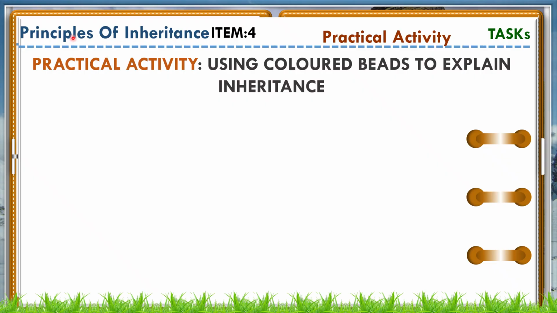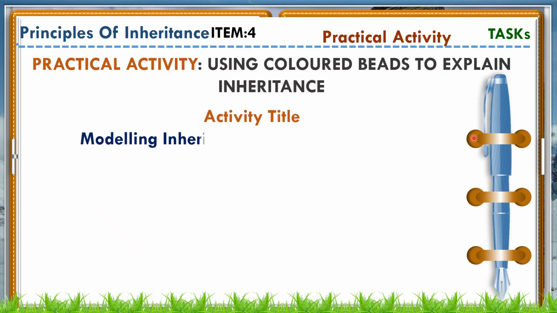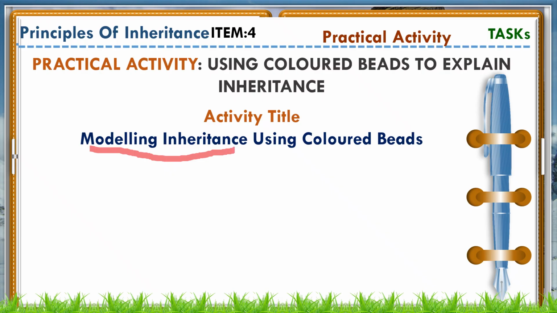Item 4. We are still on the principles of inheritance. We want to look at the practical activity. And here in the practical activity, we are going to use colored beads to explain inheritance. Tasks. Our activity title is Modeling Inheritance Using Colored Beads. That is our title.